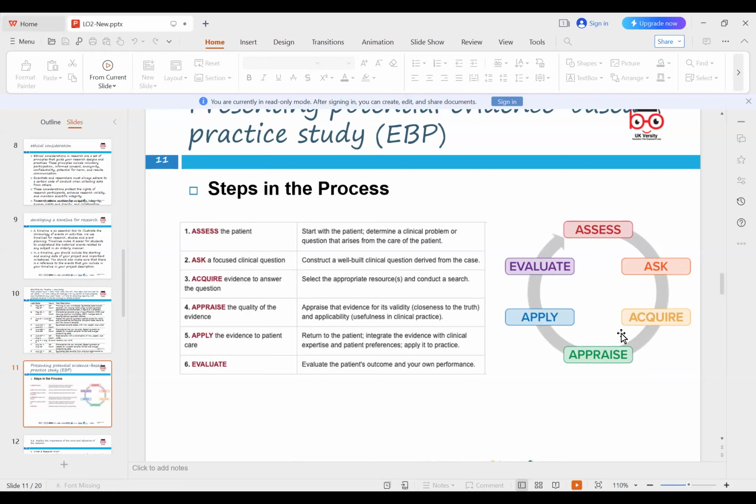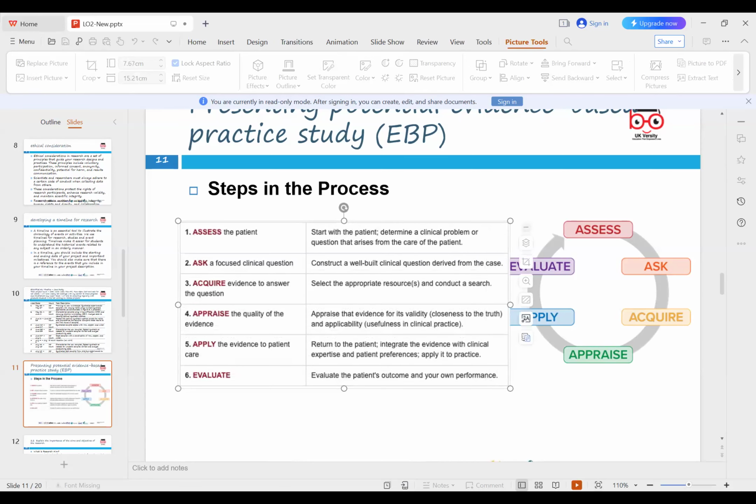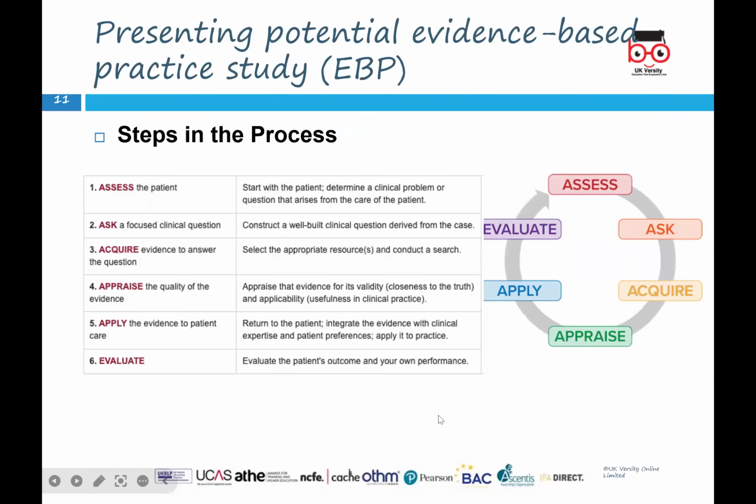You want to acquire evidence in order to answer this question. So what is your evidence base? What evidence do you have about infection control, or about waiting times, or let's say about beds not being empty for the next patient? You want to appraise the quality of the evidence. So what is the evidence there within your clinical practice? You want to see evidence that has been published before on this topic that you want to research.